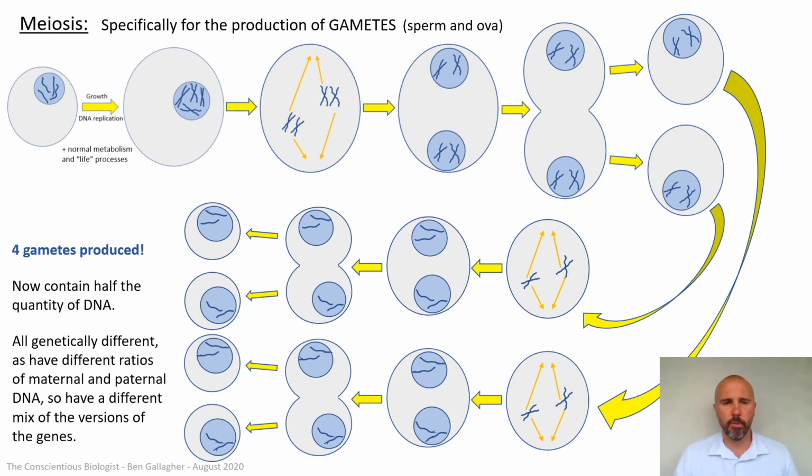But this is the really important bit. All 4 of them are genetically different because they've got different ratios of the maternal and paternal DNA. So they've got a different mix of the versions of the genes. The top one might have more paternal genes than maternal. So someone who grew from that gamete, or the 50% that came from that gamete, would be more paternal than maternal, and so on as you go down. We'll explore more of that concept when we look at the genetic inheritance video.